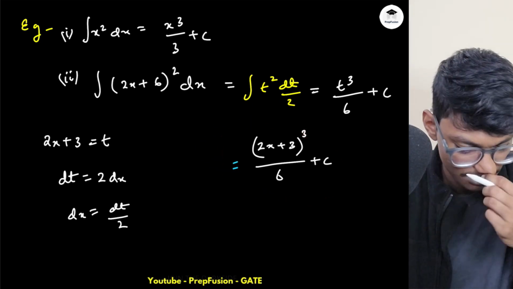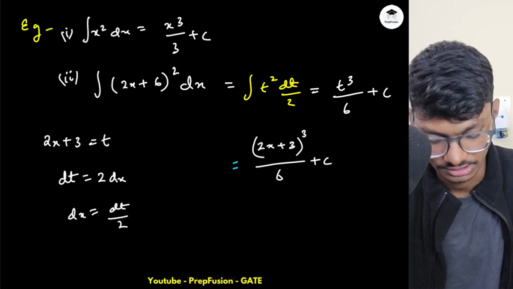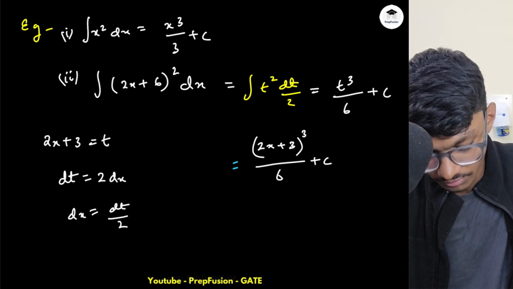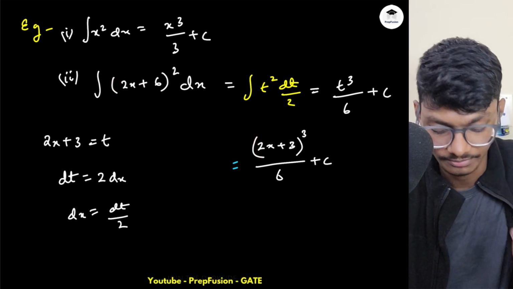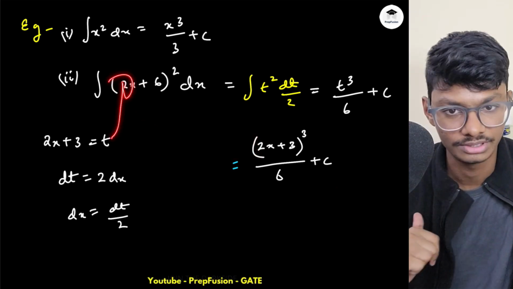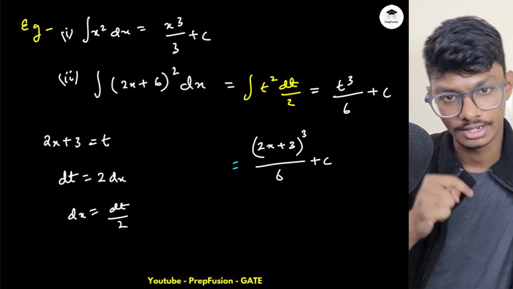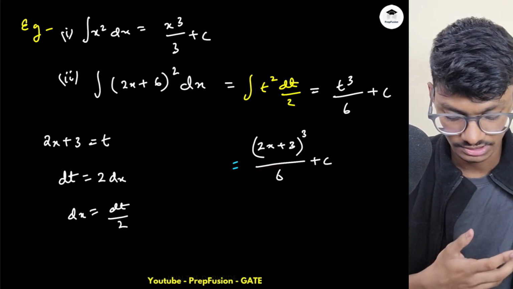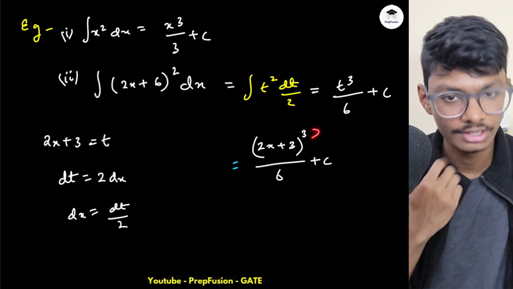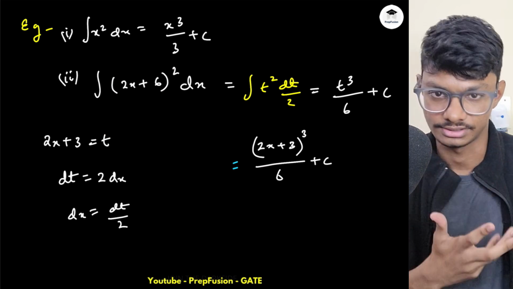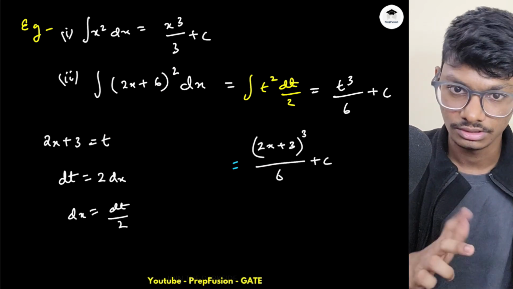2x plus 3 whole cube divided by 6 plus c. So this will be my answer. You could have gone directly to this step if you know that this 2 will come in the bottom, and due to this 2, another 3 will come in the bottom, making 6, and simply this power will be raised to 3, plus c. Okay, you could have directly done it. So that is how you solve using substitution.